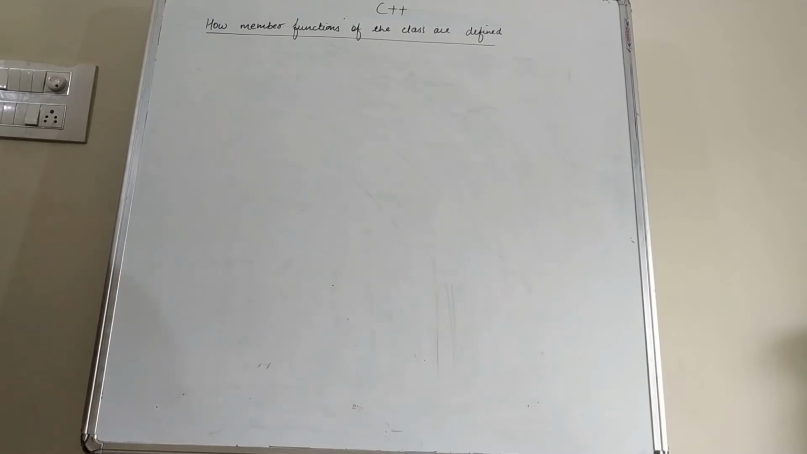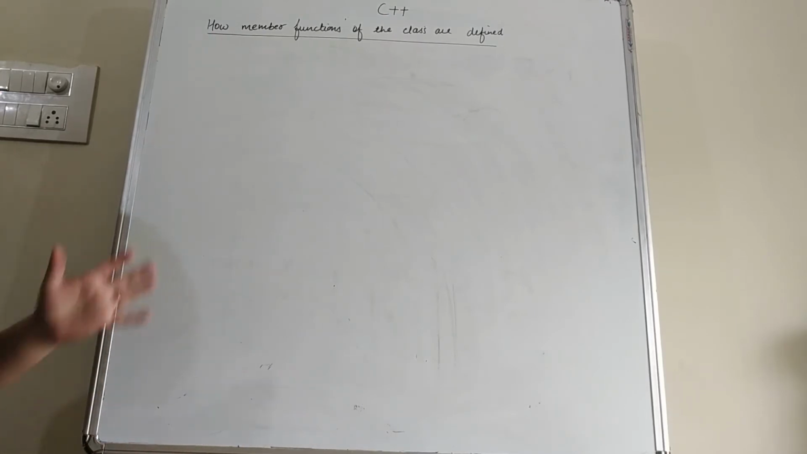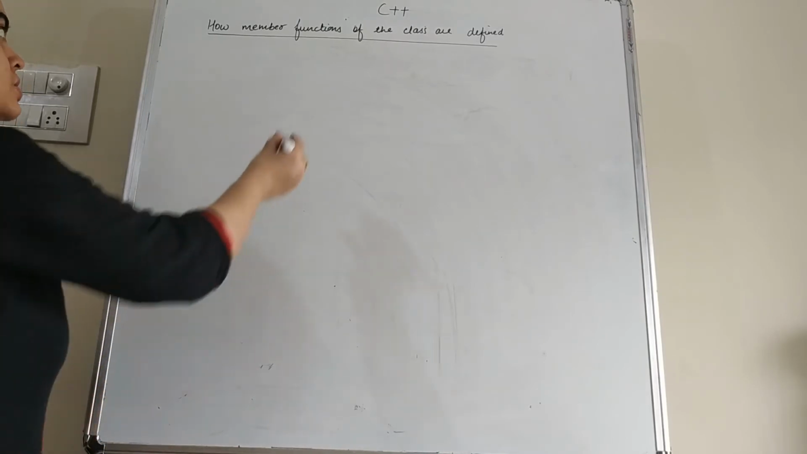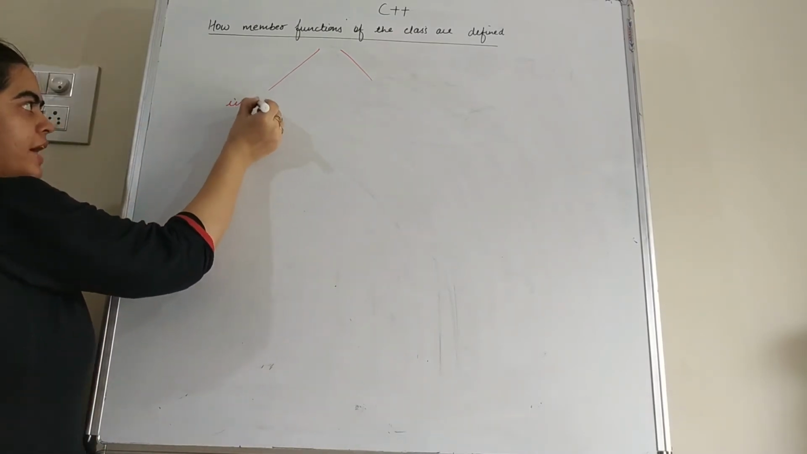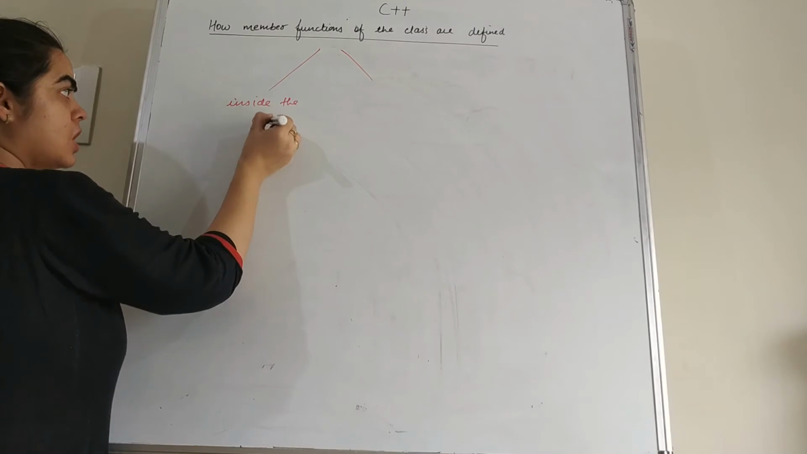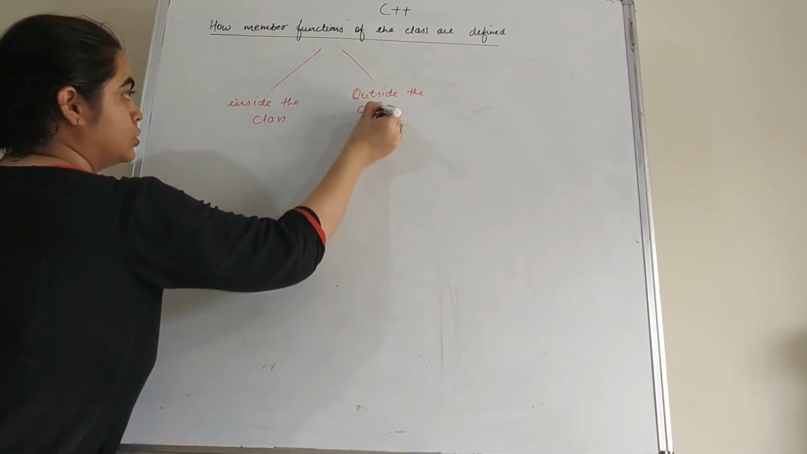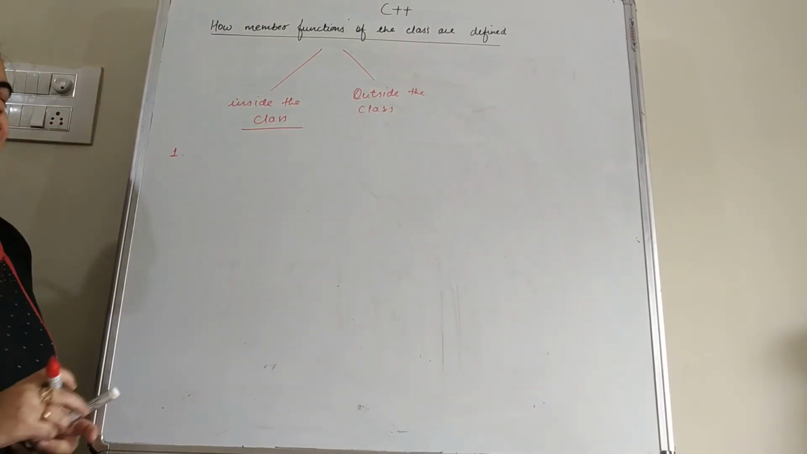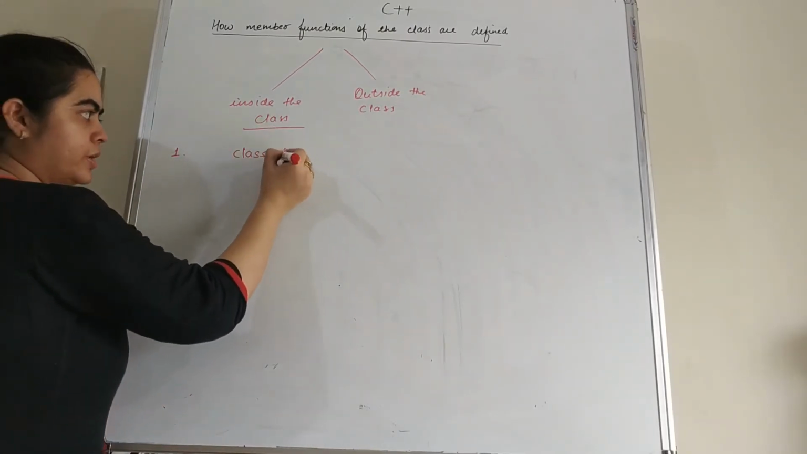Now next is how the member functions of the class are defined. So member functions we can declare inside the class, but we can define the member functions either inside the class or outside the class. Now students, firstly we can see how we can declare the member functions inside the class. So we can take an example of a student class again.